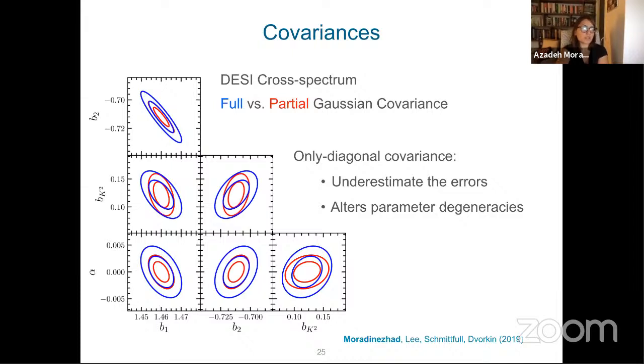And this plot is showing the constraints from the combination of these skew spectra. If you only account for the Gaussian piece of the covariance, neglecting all the off-diagonal terms, versus accounting for the full covariance, not only do you underestimate the errors, but you also alter and change the parameter degeneracies.